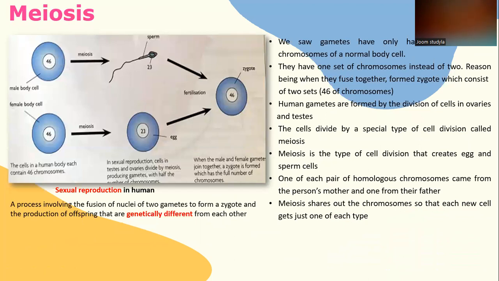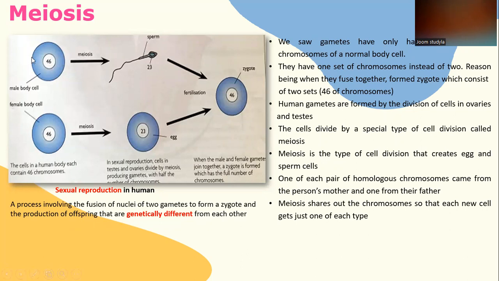Next, we have meiosis. You can see above a diagram which shows sexual reproduction in humans, a process involving the fusion of nuclei of two gametes to form a zygote and the production of offspring. They are genetically different from each other. The male body cell consists of 46 chromosomes, as do female body cells, which also consist of 46 chromosomes.